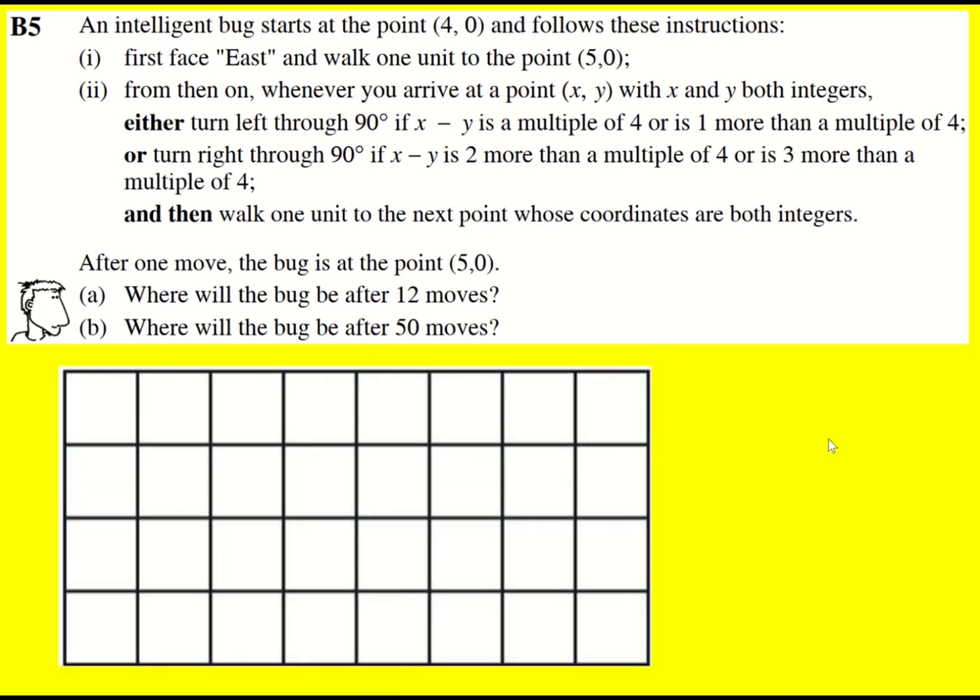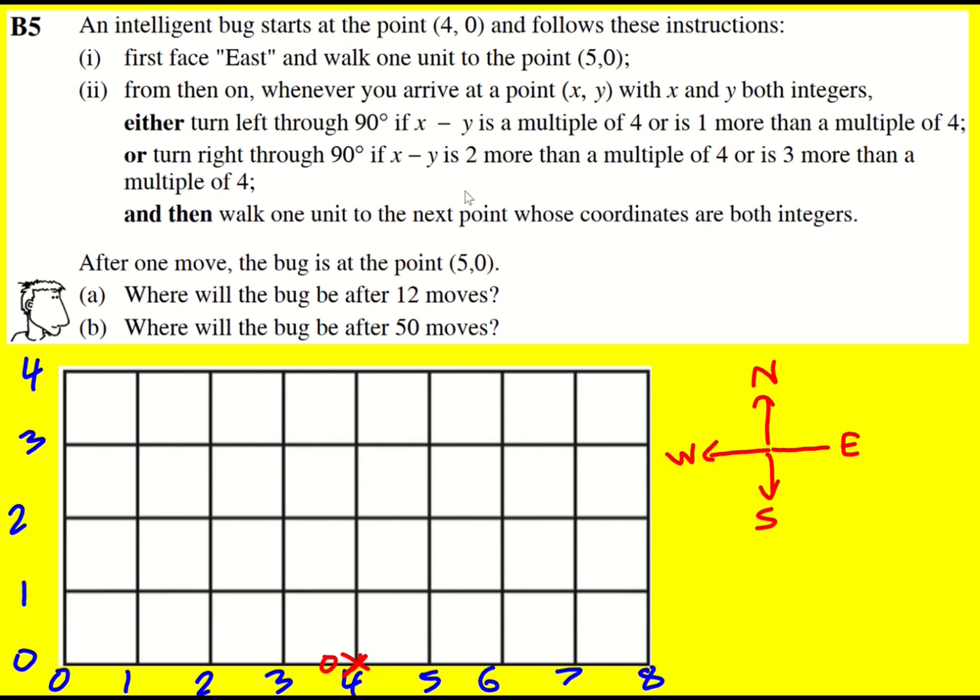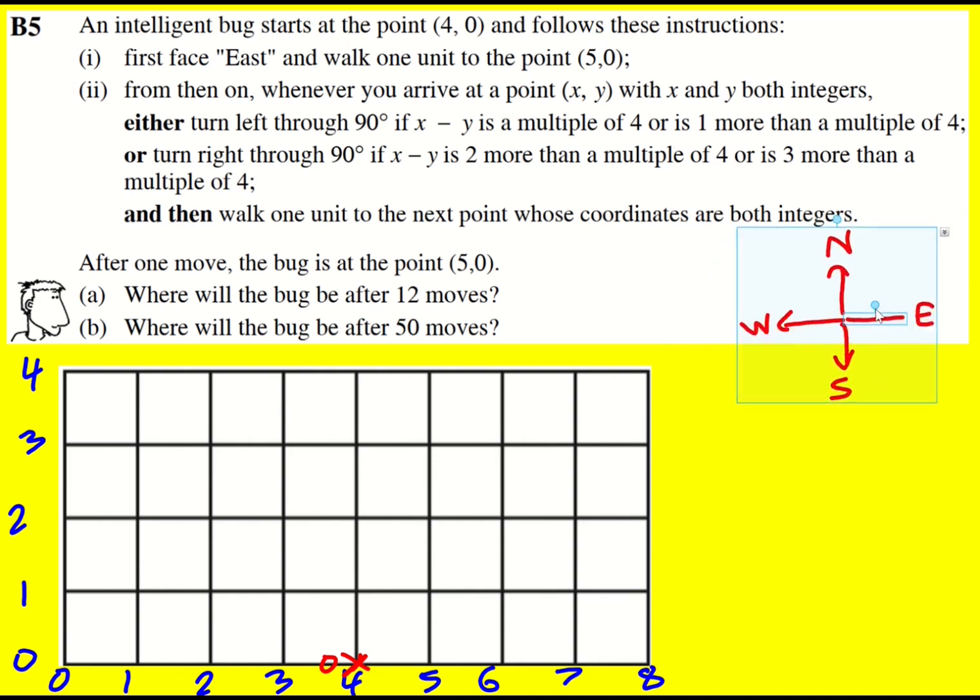Let's get a grid down and I'm going to label it 0, 1, 2 onwards here. And this is the y-axis. So the bug starts at 4, 0. That's this coordinate here. That's after move 0. First faces east. So we're going to have north, east, south, west. And then walks 1 unit to 5, 0.